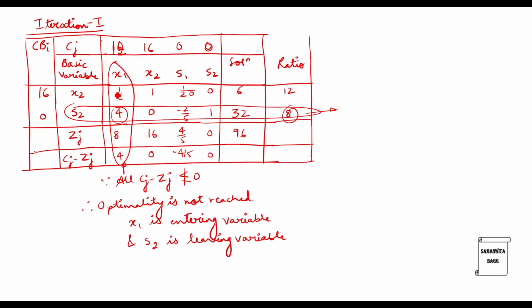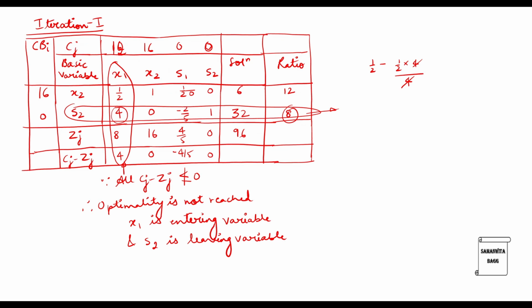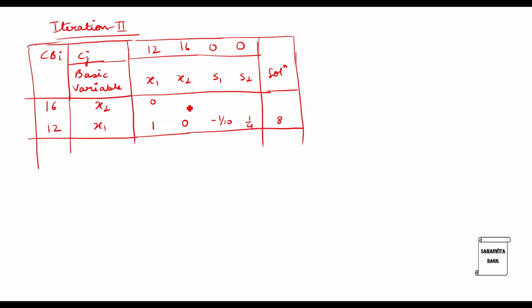As you know, this value will be 0. Still, if you want to calculate, we can do that. This will be half minus the corresponding key row, that is half, into the corresponding key column, that is 4, divided by key element 4. So this becomes 0. So this position will always be 0, so you can remember it that way. Next, we'll talk about this one. 1 minus multiplying these two, it is 0. So no point of thinking further. This is just 1.